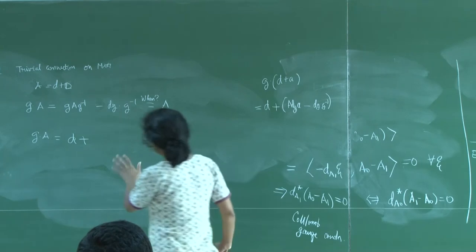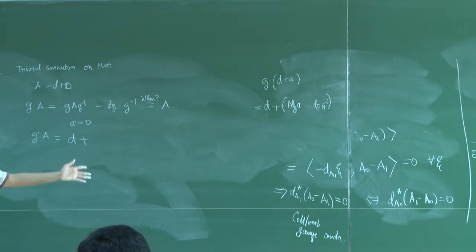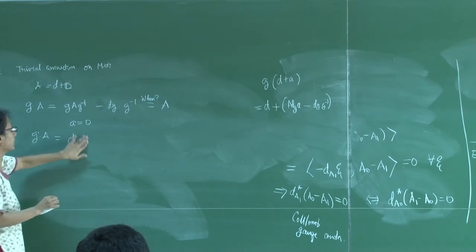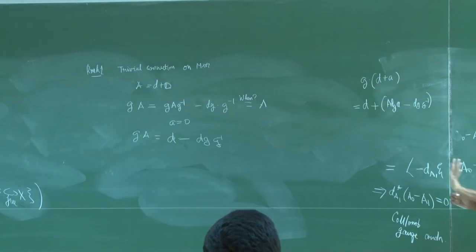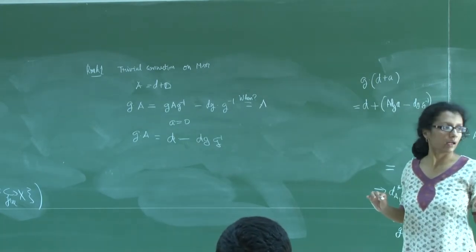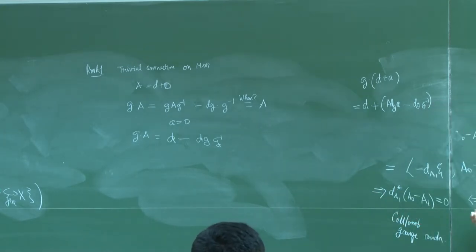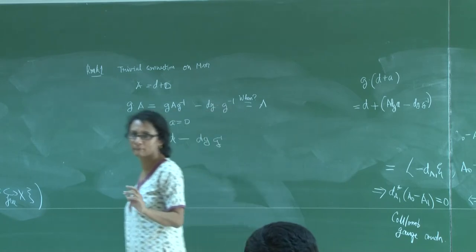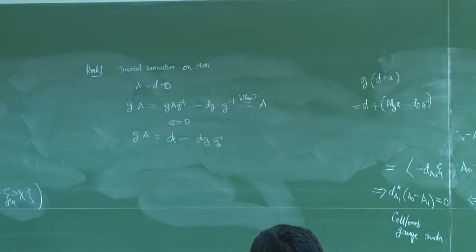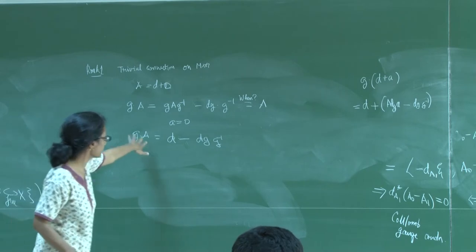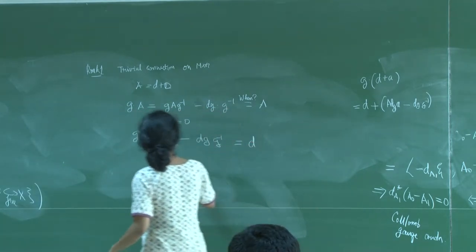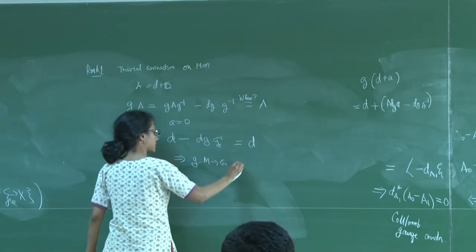Right? So in this case, the A is just zero. So then what are we left with? Exactly. So the connection we get is just minus dG G inverse, because this term is zero. Just ask questions if you want to, because there's no real target here. Is this calculation okay? Okay. So this is your gauge transformed connection, and you want this to be equal to D, which implies G is constant.